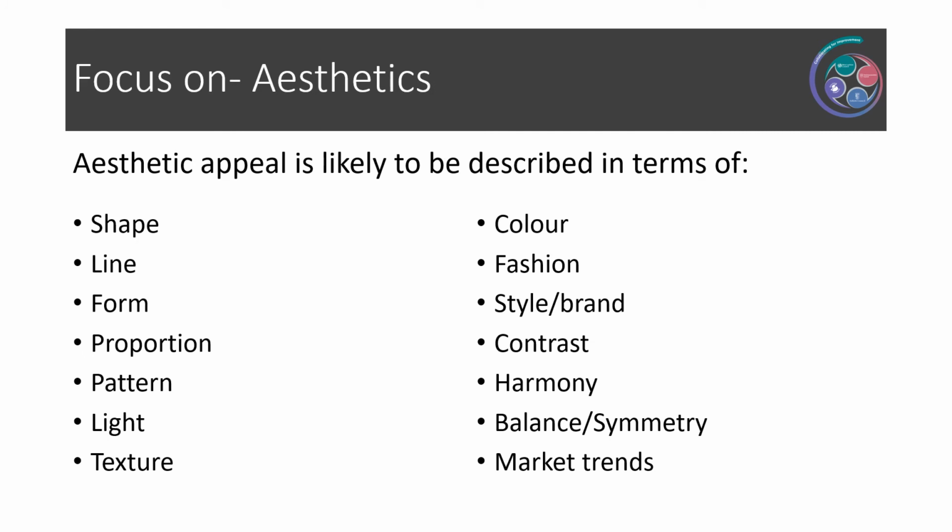The next design factor I want to look at is aesthetics. It is too simple to just say that aesthetics is the way an item looks. When describing aesthetics in design and manufacture, you are likely to describe it in terms of these things: the shape, the line, form, proportion, pattern, light, texture, colour, fashion, style or brand, contrast, harmony, balance or symmetry, and market trends.